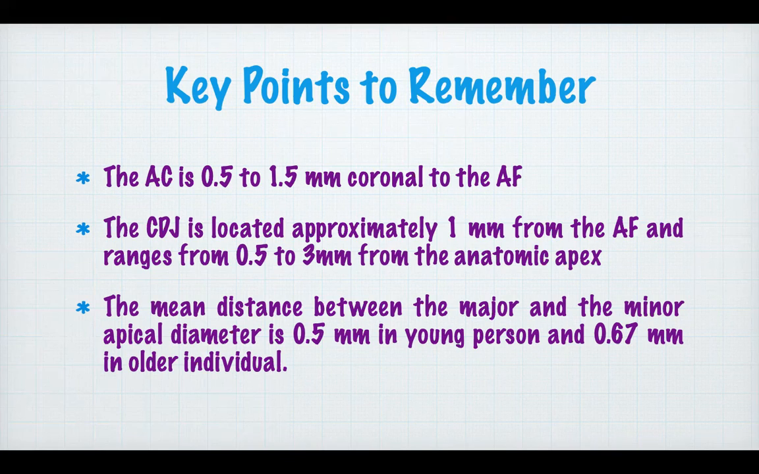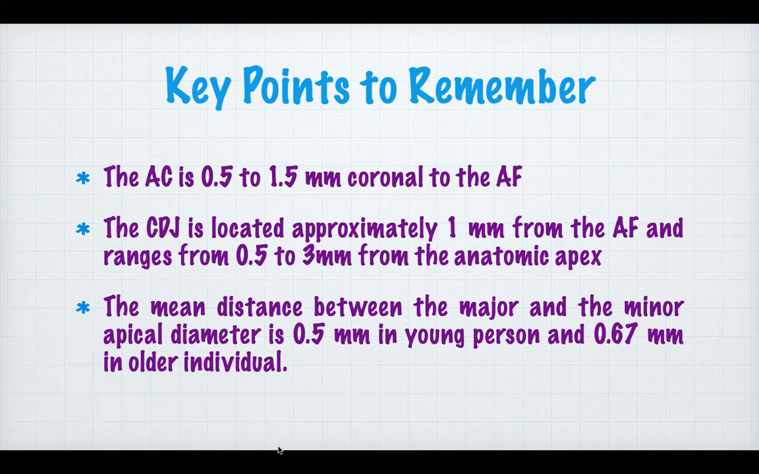Although I have discussed the MCQs and the most probable questions which can come in the exam in between the slides, I have key points to remember for you. That is, the apical constriction is 0.5 to 1.5 mm coronal to the apical foramen. The cemento-dentinal junction is located approximately 1 mm from the apical foramen and ranges from 0.5 to 3 mm from the anatomic apex.